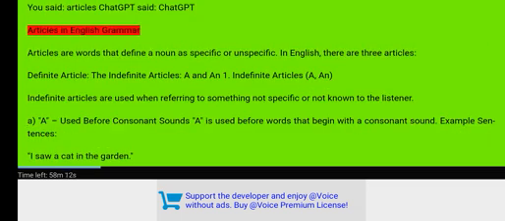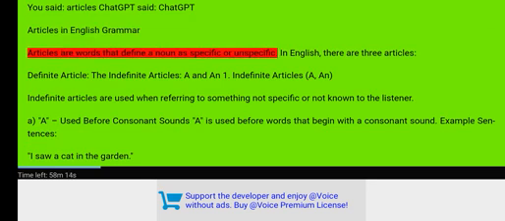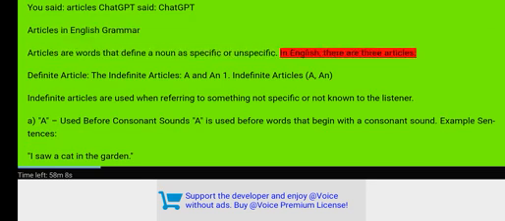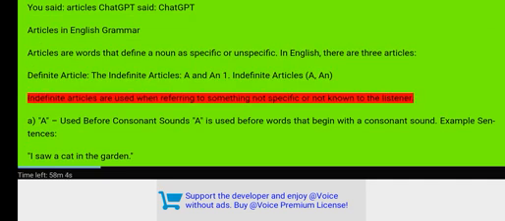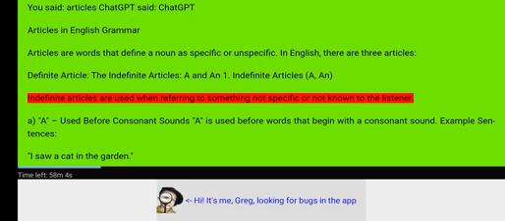Articles in English grammar. Articles are words that define a noun as specific or unspecific. In English, there are 3 articles: the definite article the, and the indefinite articles a and an. Indefinite articles are used when referring to something not specific or not known to the listener.